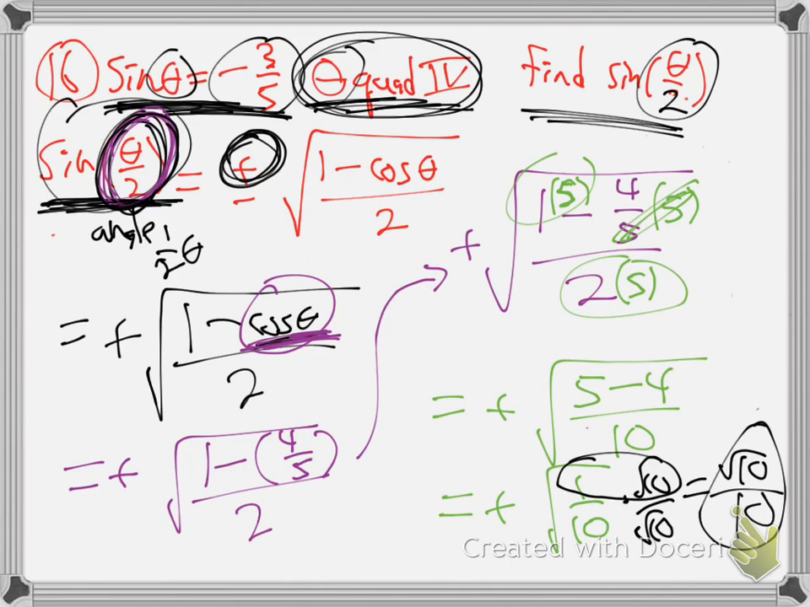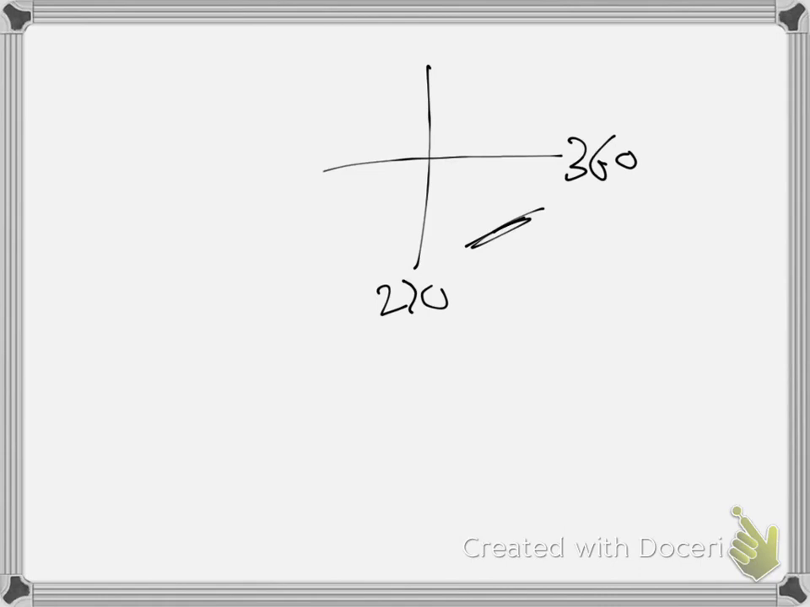Where's theta over 2? Well, it's half a theta. So I had to go to quadrant 4, which is here, and say, what is quadrant 4? It's between 270 and 360. That's where theta is. This is where theta is here in this quadrant. But that's not where theta over 2 is. Where's theta over 2? We've got to divide both of these by 2.